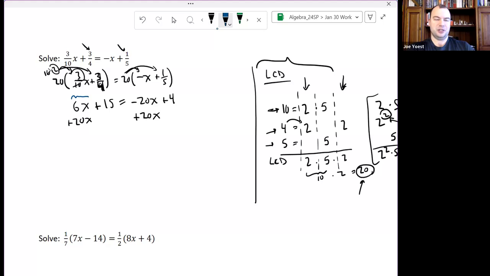Since my variable term ends up on the left-hand side, I want to get rid of the constant term on the left-hand side by subtracting 15. On the left-hand side, I have 26x plus 0 equals 26x. And then minus 15 plus 4 is a negative 11. I've now isolated my variable term. Now I divide through by the coefficient of my variable, divide through by 26.